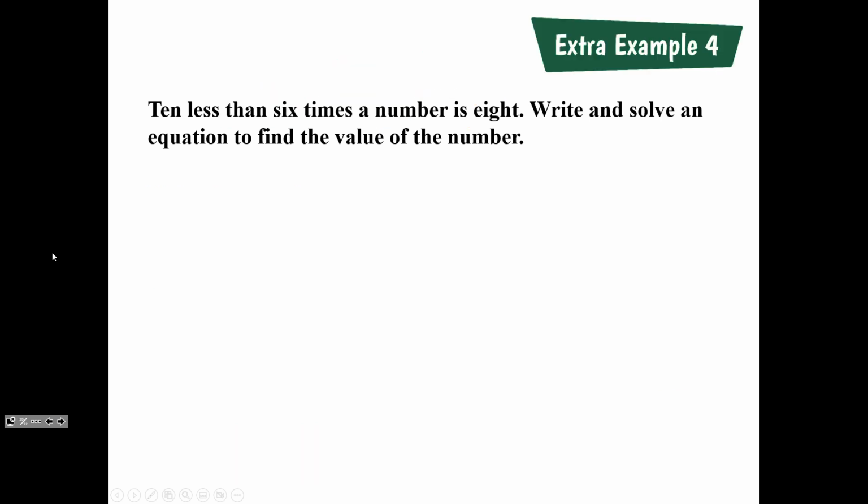Okay, extra example. This is not in your book, so this is what you should be writing down in your note paper or in your notebook. So, extra example 4: 10 less than 6 times the number is 8. Write and solve an equation. I'm going to give you about a minute to write out your equation and solve it, and then we'll go over it together.